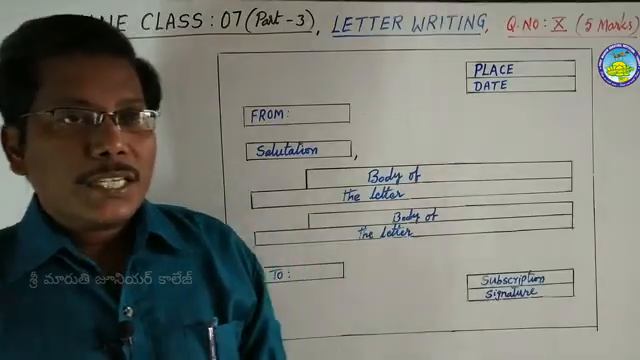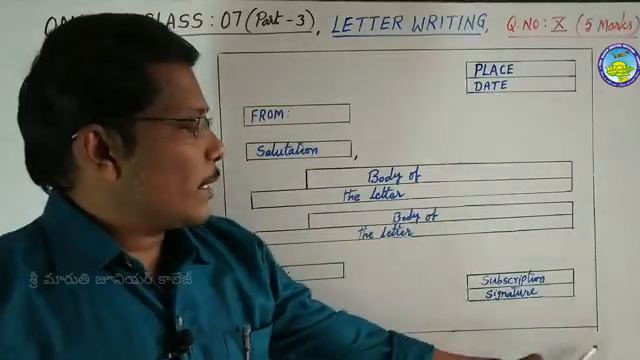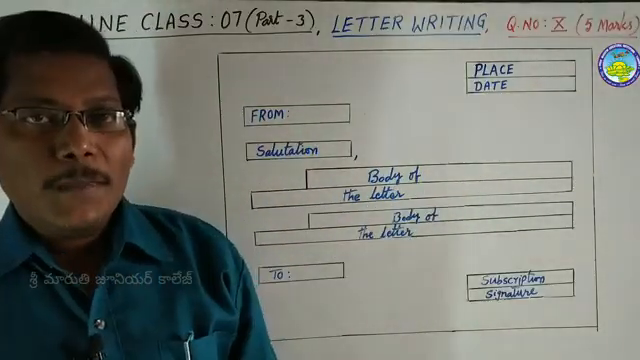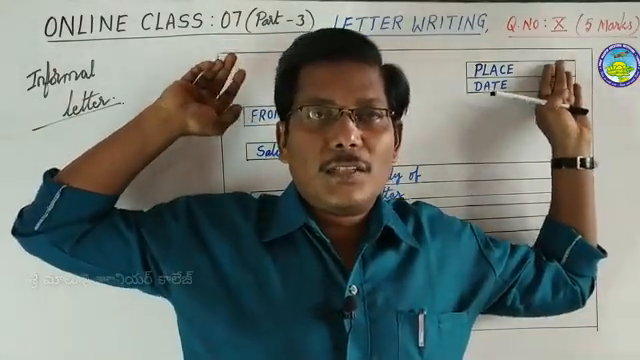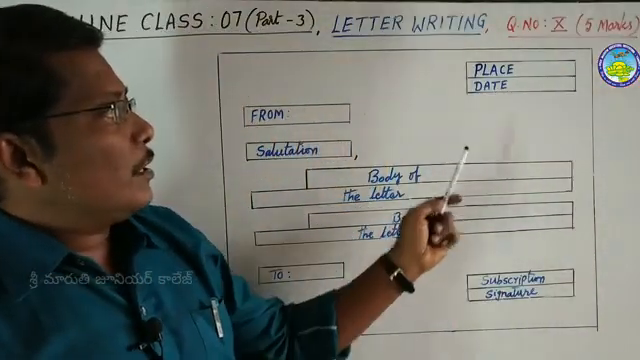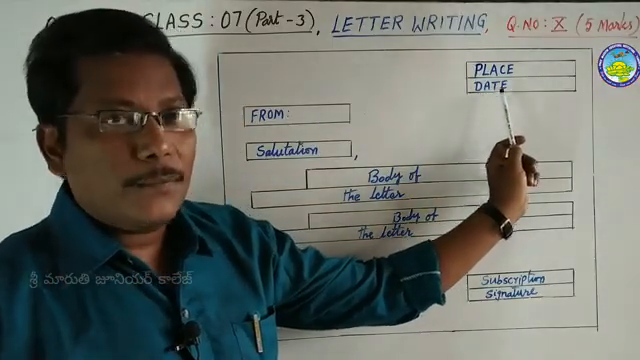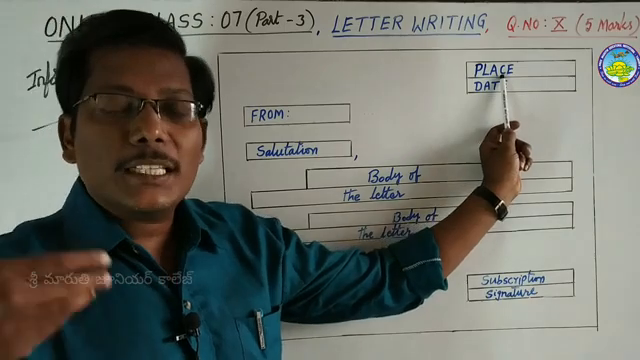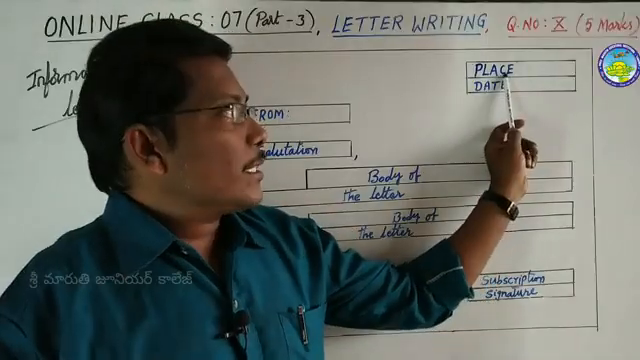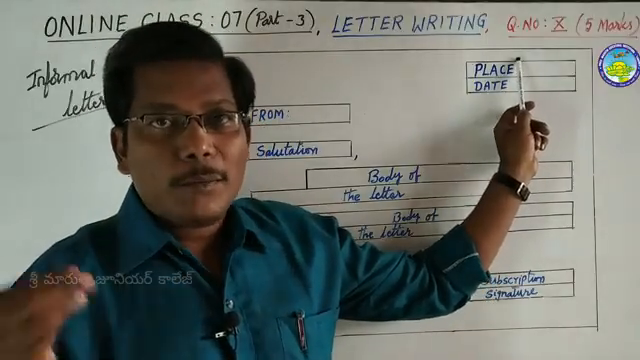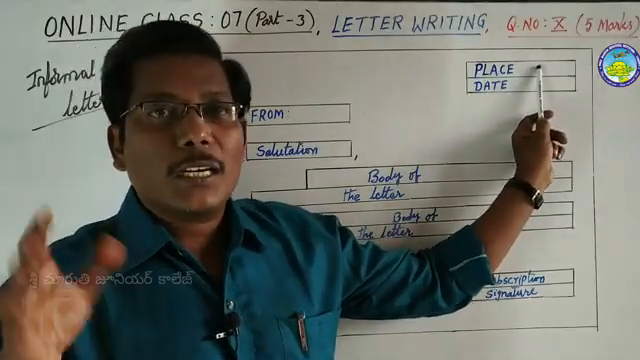Suppose you are writing an informal letter on this piece of paper. This is the left side and this is the right side. On the top corner of the left side, we have to write the place and date. Place means from where we are writing the letter. Suppose I am writing a letter to my father who is in Vizag, in the place I have to write Tanuku, because I am writing this letter from Tanuku.